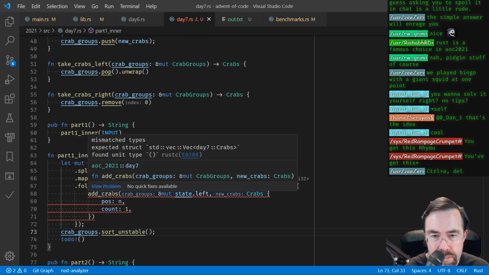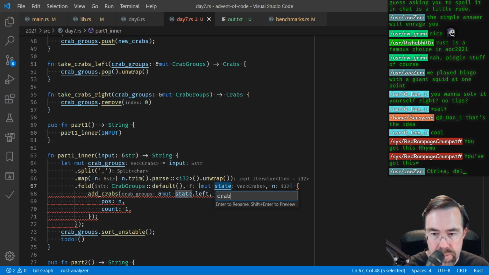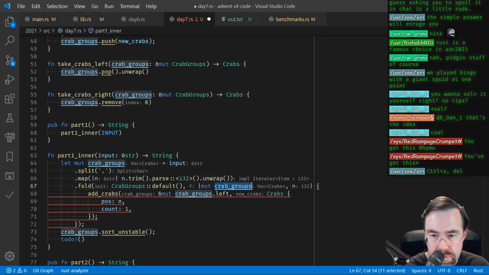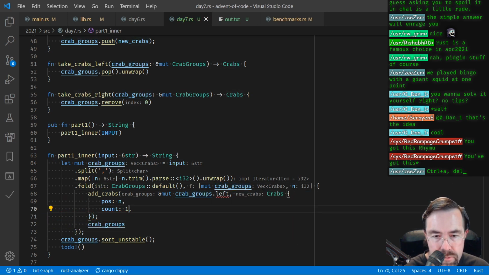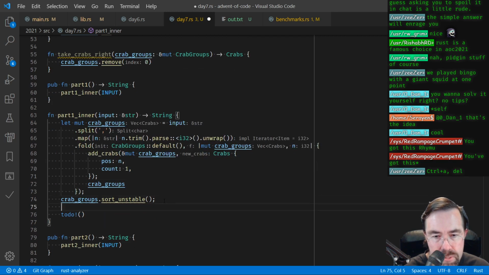Wait, what? What's it telling me? Oh, to fold I've got to do, it's not state. Crabs. Or crab groups, really. I need to put that there for fold to work. And then there's no left. It's just add it to the groups. Okay. Then sort them.